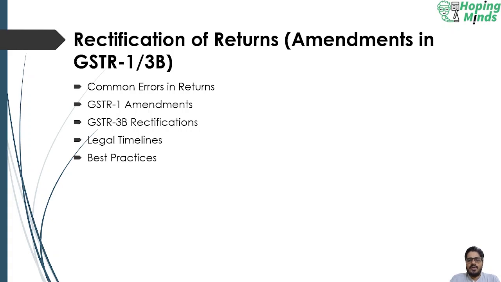So in this session, we are going to learn about the types of errors that can be amended, then the process of amending GSTR-1 return, then how to rectify the mistakes in GSTR-3B return, and what are the legal limitations and best practices to avoid future errors. So let's begin with understanding what types of mistakes usually require rectifications.